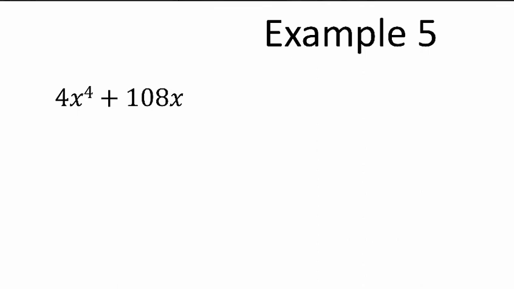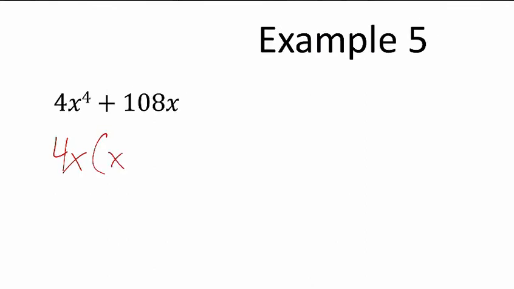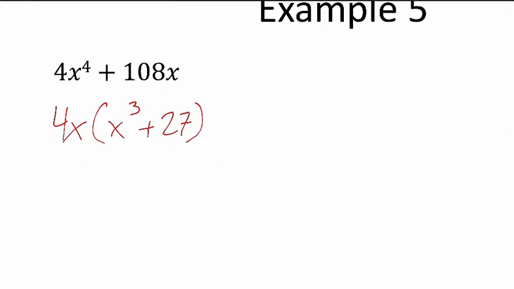Looking at 4x to the fourth and 108x, they're both divisible by 4, and we can also factor out an x from each of those. When we factor out 4x from x to the fourth, we're left with x to the third. When we factor out 4x from 108x, you get 27. So we're going to leave that 4x alone. And then I'm going to convert the x to the third plus 27, I'm just going to rewrite it as x to the third plus 3 to the third.